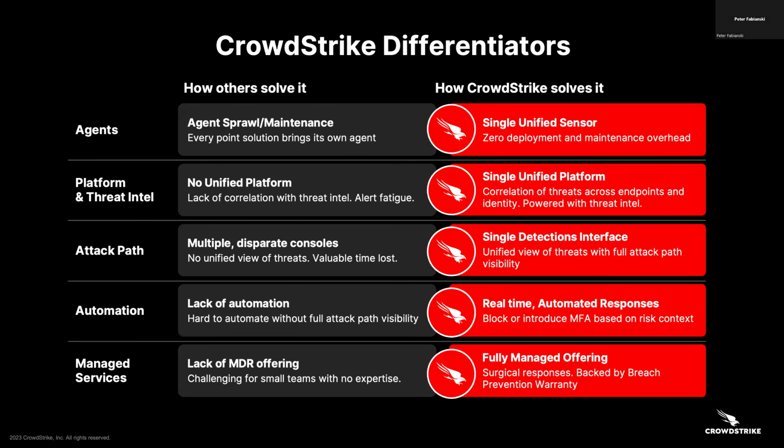Agent sprawl maintenance: IT and infrastructure guys never want to hear another agent has to get deployed. They usually fight it kicking and screaming. So you don't have to worry about that. Threat intel and security guys typically don't want another platform that they have to live out of. They don't want overlapping alerts. So this is where that single unified platform is going to help you.